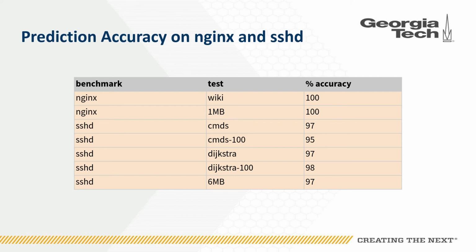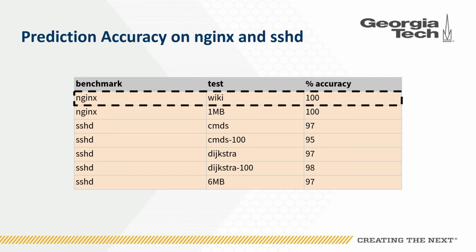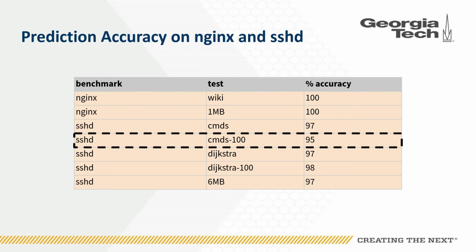This table shows BlankIt's prediction accuracy for Nginx and Sshd. You can see that Nginx's accuracy when serving the Wikipedia HTML homepage is 100%. The training was on a simple GET request to a site under construction page. The worst case accuracy was a test case for Sshd with 95% accuracy. We trained on a remote shell script that echoes hello world back to the client. The test case, commands 100, was more complex. 100 parallel processes were creating and changing directories, writing and reading from a file, and sending data back to the client.